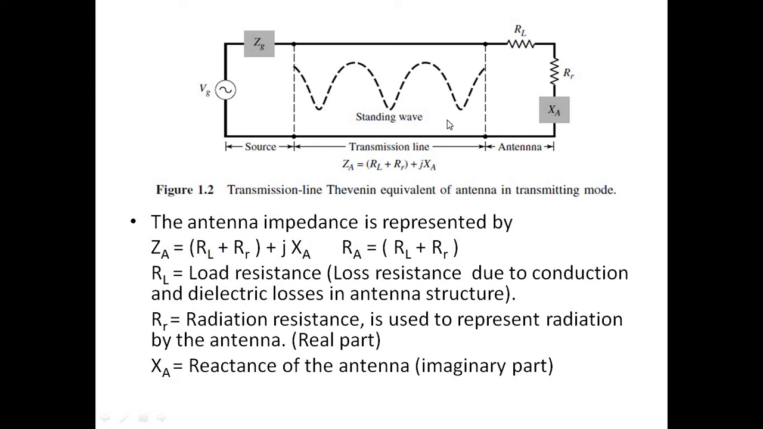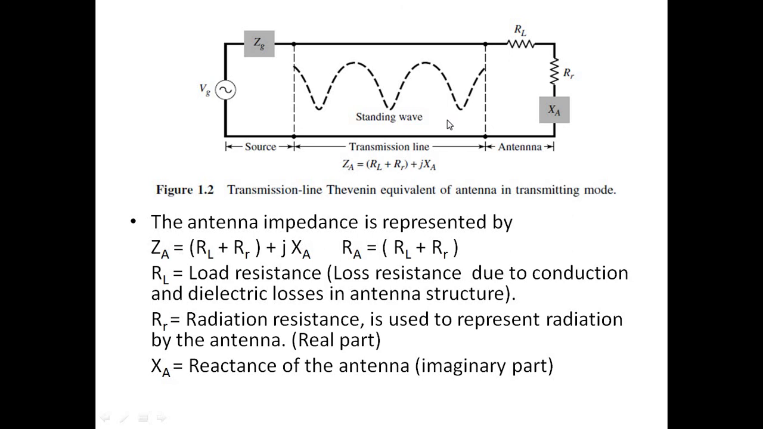Transmission line losses can be minimized by selecting a low loss transmission line. Losses due to antennas can be minimized by reducing the antenna loss resistance RL. Standing waves are created due to the impedance mismatch between the transmission line and the antenna and can be minimized, and the energy storage capacity is reduced, by matching the impedance of the antenna with the characteristic impedance of the transmission line.